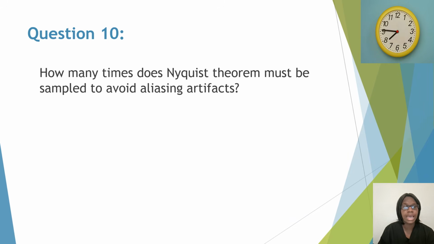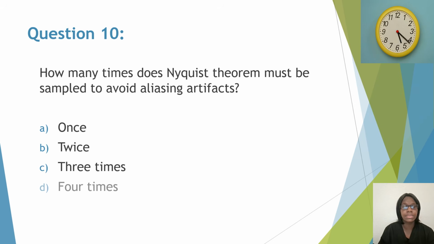Question 10. How many times must Nyquist's theorem be sampled to avoid aliasing artifacts? A, once, B, twice, C, 3 times, D, 4 times.